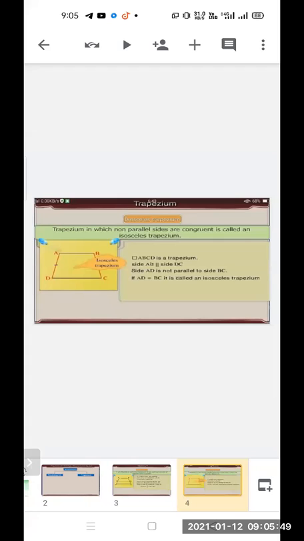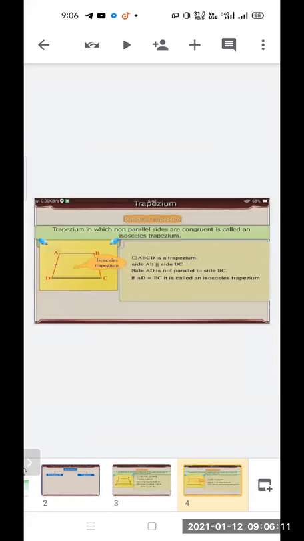Okay, so the trapezium in which the non-parallel sides, here AD and BC, are congruent, we can say that it is an isosceles trapezium. Is it clear? So this type of trapezium is called an isosceles trapezium.